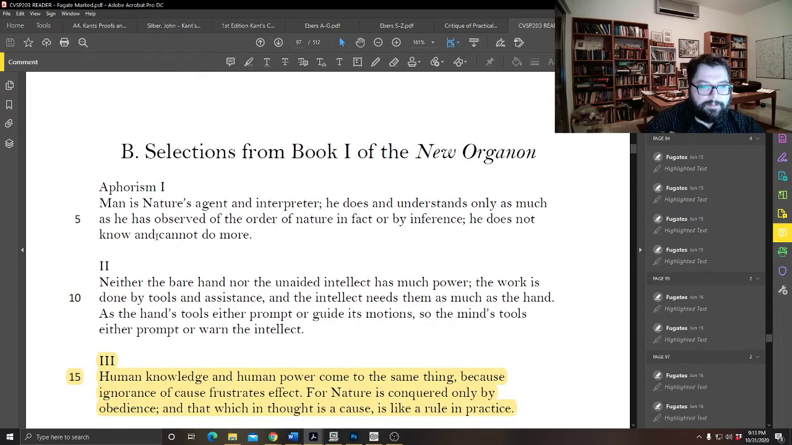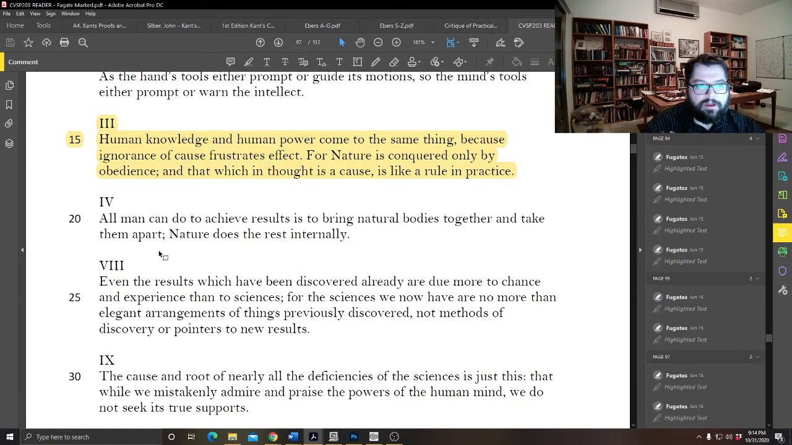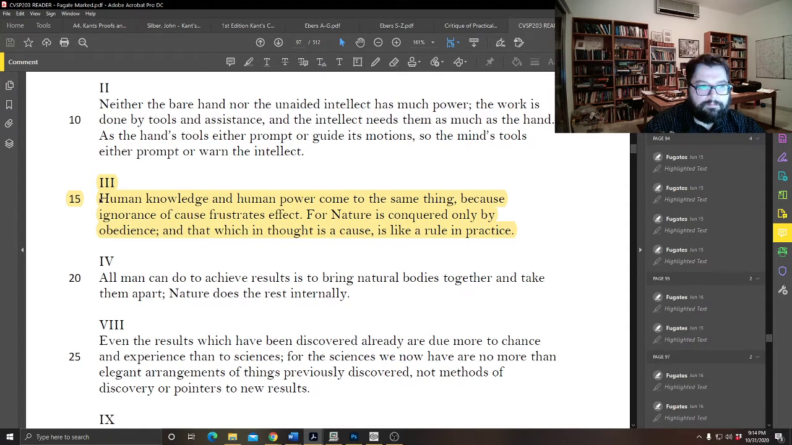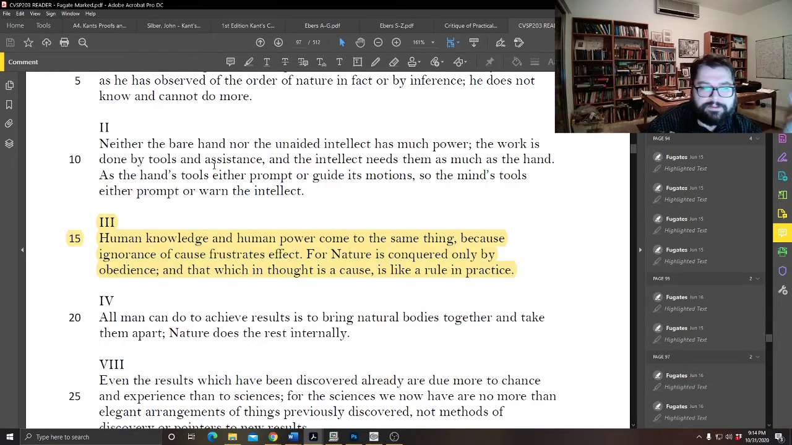So I said I would say a little bit about the New Organon here. You'll see there's a little repetition of what I've already said. But for instance, here in 3, it says human knowledge and human power come to the same thing, because ignorance of cause frustrates effect. For nature is conquered only by obedience, and that which is thought is a cause is a rule in practice. Here he extends it a little bit. But notice he's just repeated something I said before, what we just read in the text. That's how these aphorisms work.